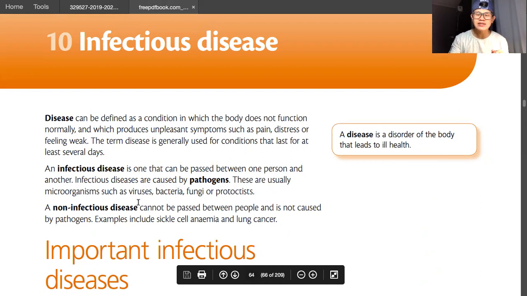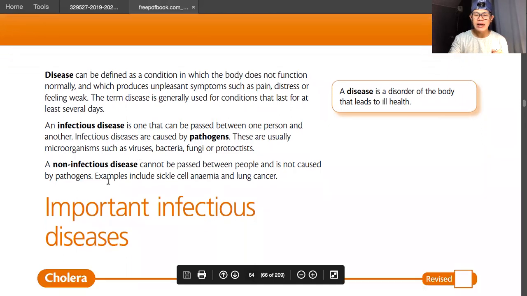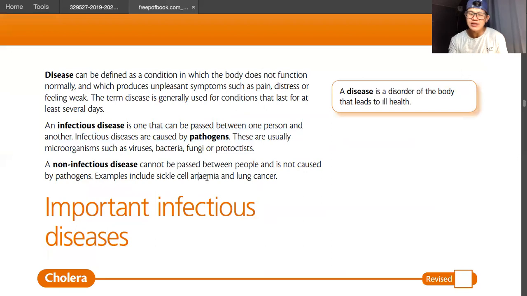And the second type of disease is what we call non-infectious disease. Non-infectious diseases are simply diseases that cannot be passed between people and are not caused by pathogens. So this is the type of disease which you can't get if you touch the person or if you're near the person, okay? You get the disease simply because you actually acquired it. You don't get it simply by touching another person.